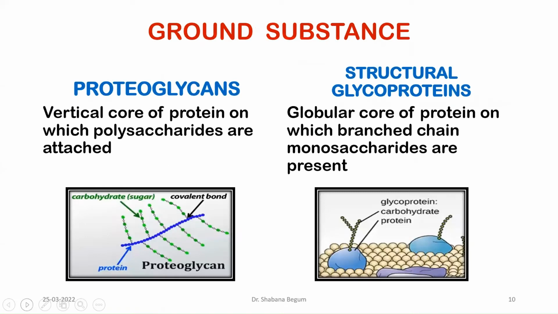Coming to the ground substance, we have two types. One is the proteoglycans, the other is the structural glycoproteins. Now the proteoglycans consist of a vertical core of protein to which the carbohydrate moieties are attached. So it gives a sort of bottle brush appearance to the proteoglycans. And the next is the structural glycoprotein. It consists of globular cores of protein to which the carbohydrate moiety is attached.